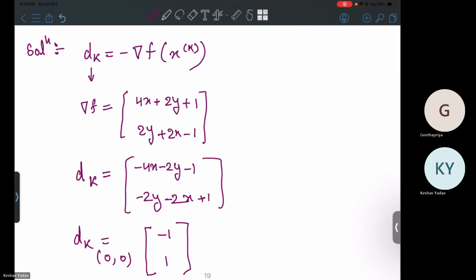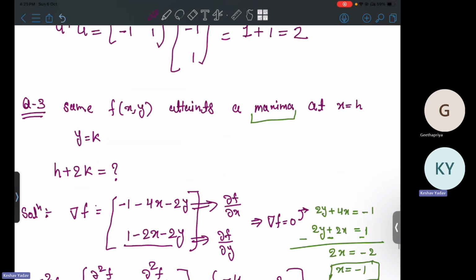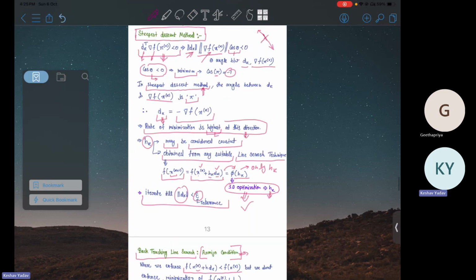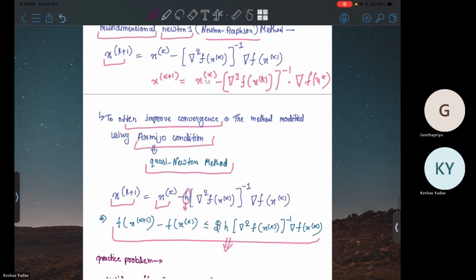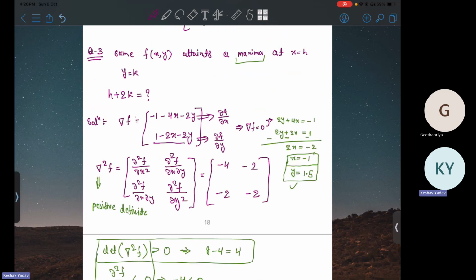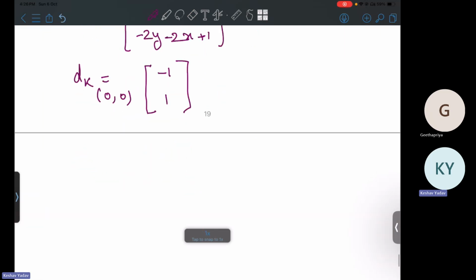So my value is different from yours. So am I doing some mistake here? Let us go to the steepest descent method. So this is the steepest. So yeah, it is minus of gradient. So you check your value. I think you are getting the wrong value, but there will be a minus sign. Oh, okay. So we move towards the next problem now.